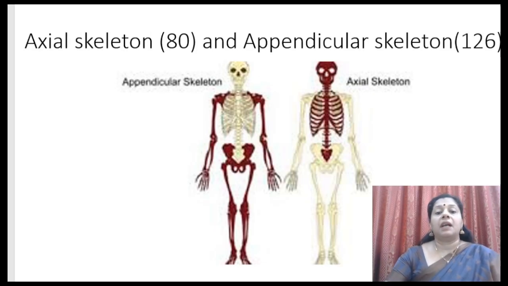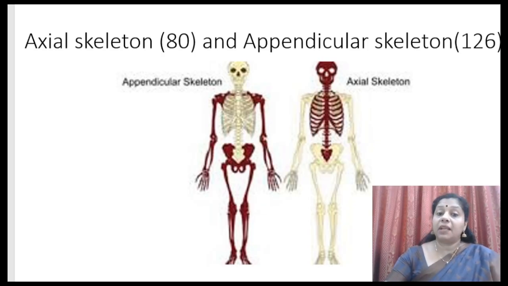The skeletal system is divided into two categories. The first category is called the axial skeleton and the second is called the appendicular skeleton. As the name suggests, what is axial? Axial means in the center or the middle. So all the parts in the middle form the axial skeleton. It has almost 80 bones in it.